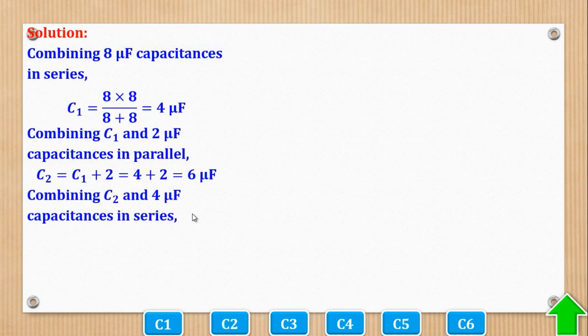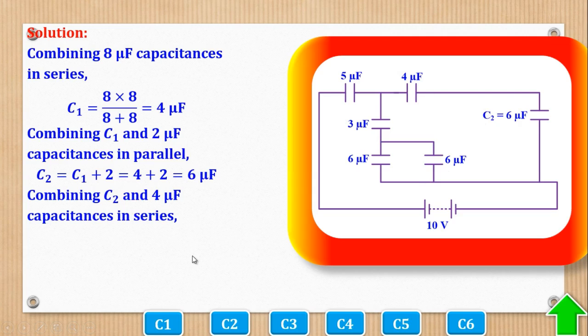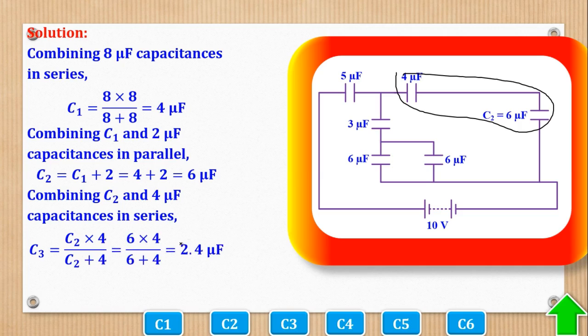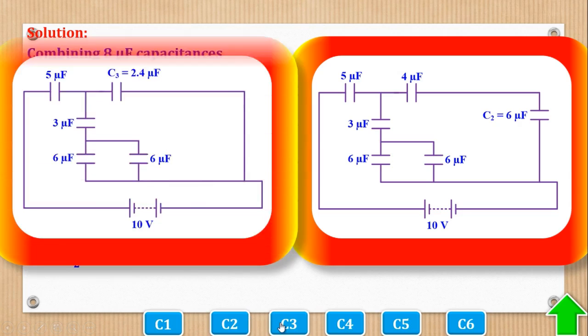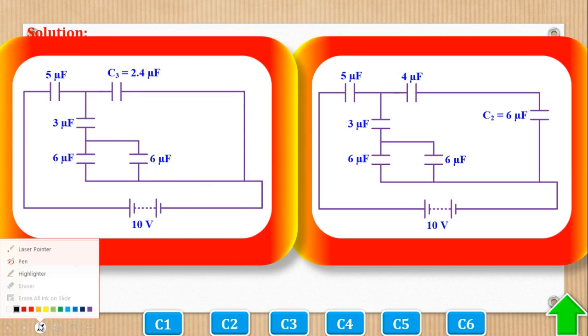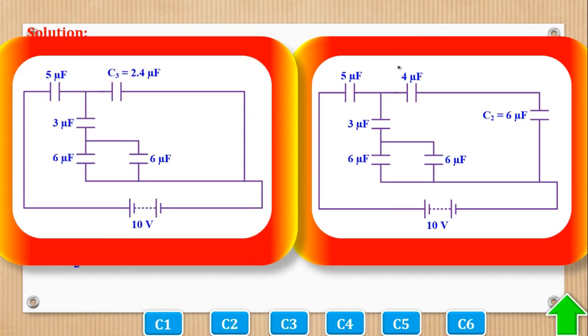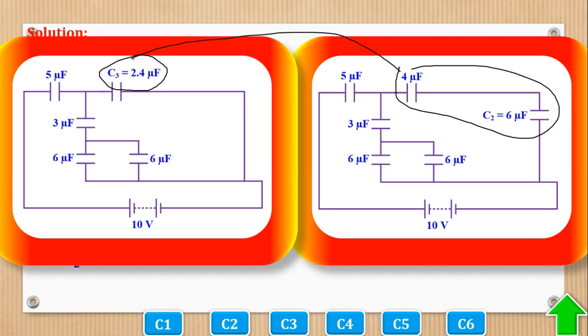After that, we are going to combine now C2 and the 4 microfarad in series. So this is C2 and this. So here we have this and this which are in series. When you combine them, we shall come up with C3, which is, so series, which is product over sum to give you 2.4 microfarad. So when I combine those two, it means I'll come up with a capacitance which is now 1. There were 2 these ones, but now we have combined them to give you 1 capacitance, which is that.